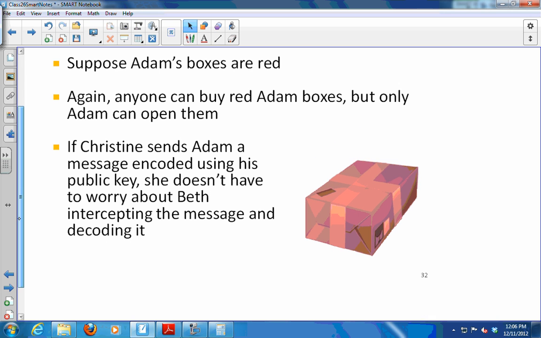And Adam's boxes are red. Anyone can go to the store and buy red Adam boxes, but only Adam can open them. So if Christine sends Adam a message using his public key, she doesn't have to worry about Beth intercepting the message, because only Adam can open red boxes. But anybody can buy them.